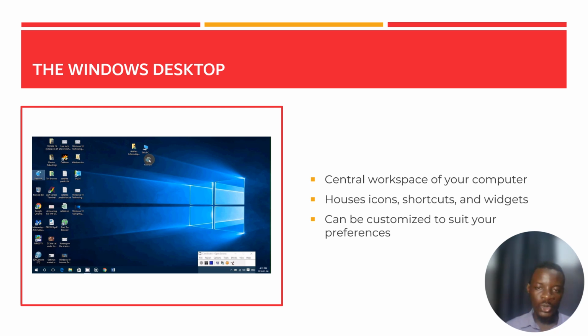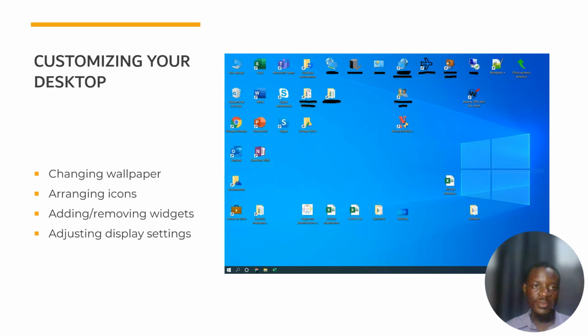So we have icons, shortcuts, and widgets by the left or by the right. You can customize the desktop according to how you want, which we'll be looking at. How can you customize your desktop, or what kind of things can you customize? One of the things you can customize is changing your wallpaper.